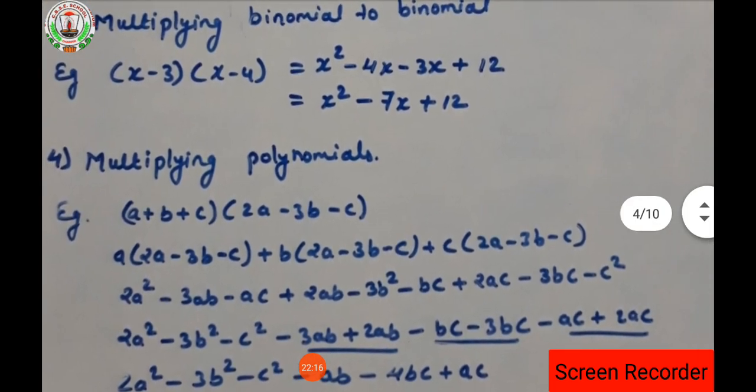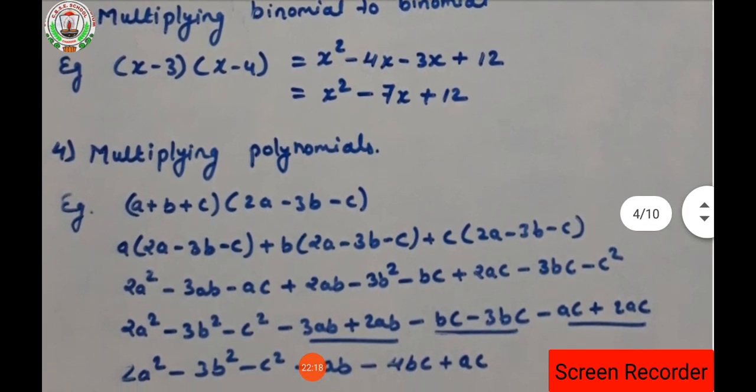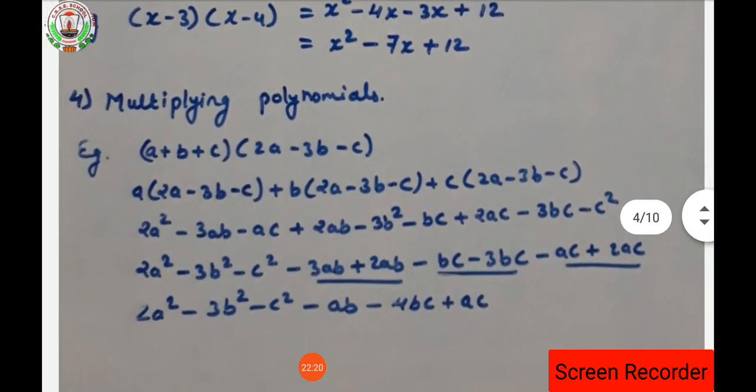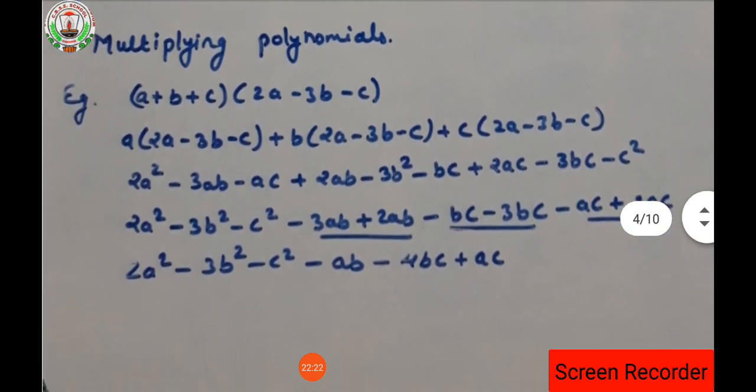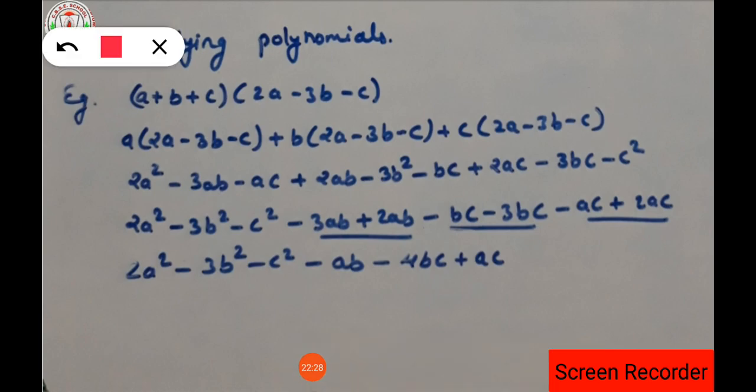Next one will be what? Multiplying polynomials. A polynomial means containing more than 3 terms, isn't it? So first, here a will be multiplied with the whole expression, that means this a will multiply with all the 3 terms. Then again b will be multiplied with its sign. Okay, so as a is positive, plus a will be multiplying with all the 3 terms.